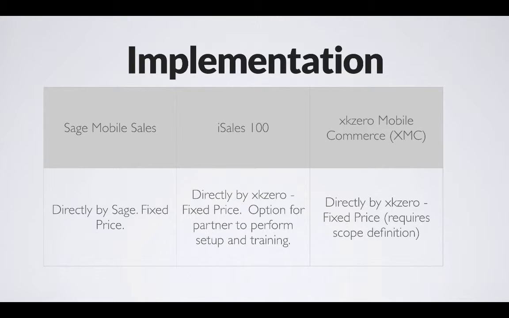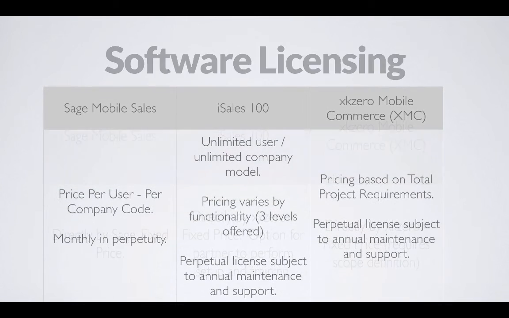We do offer the option for Sage Business Partners to perform setup and training for the management on the middleware piece, but we do the installation ourselves of the main components of that. And then xkzero Mobile Commerce, that's done directly by xkzero. It's a fixed price that's based on the definition of the scope for that project.